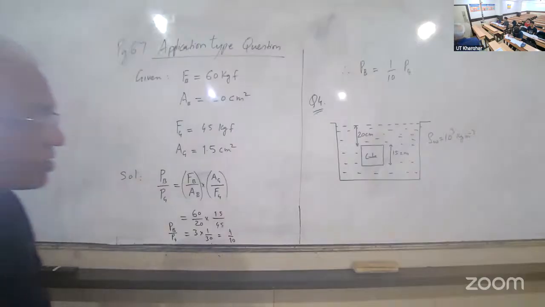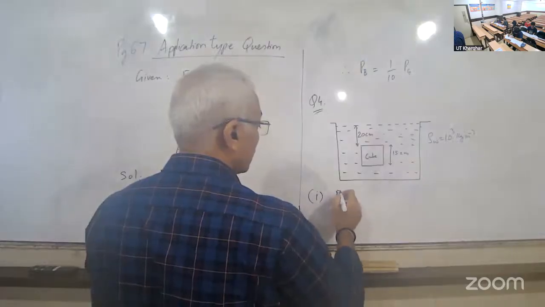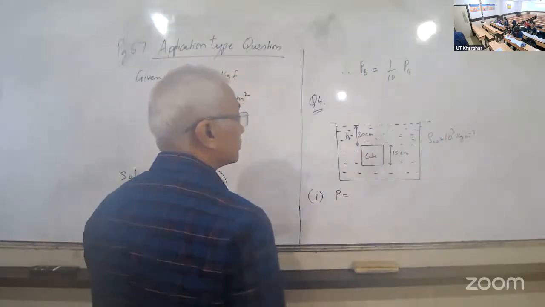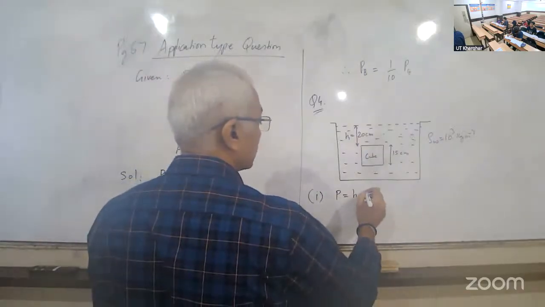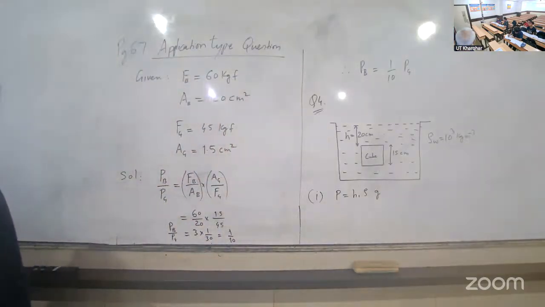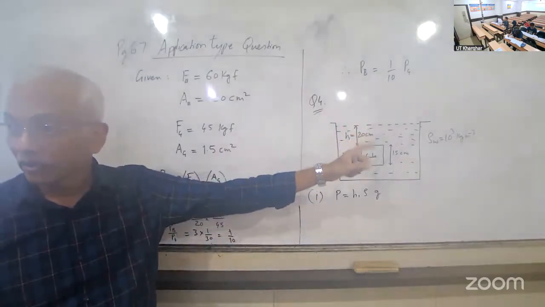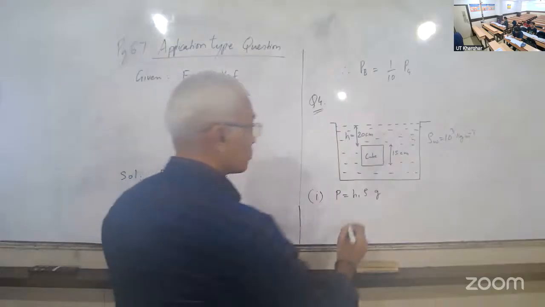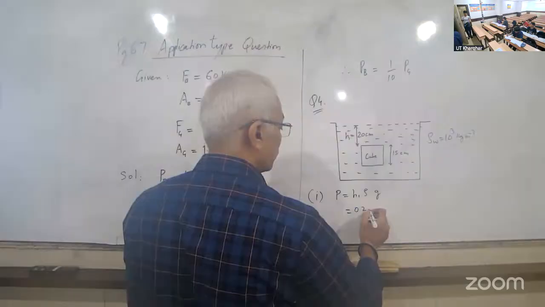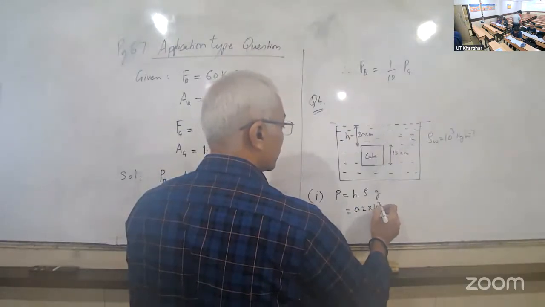So how to find pressure on top of the cube? P is equal to, let's call this H1, H1 rho g. Because we only require the height of the water column above the surface of the cube. Okay, so what is it? H1 is how much? 20 centimeters, so you can write it as 0.2 meter into rho, which is 10 raised to 3.